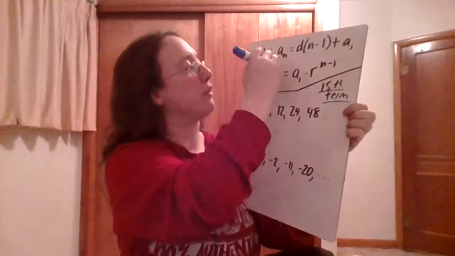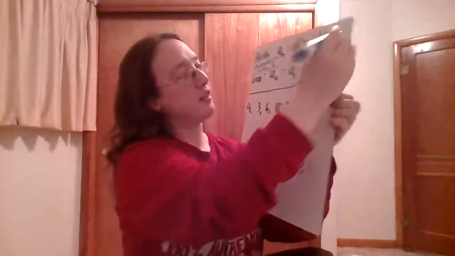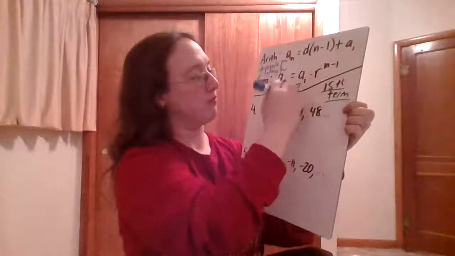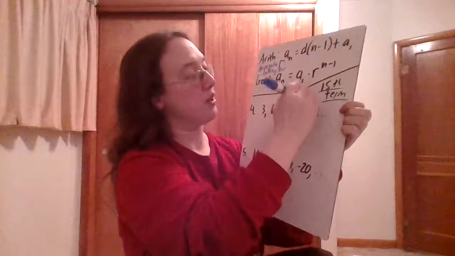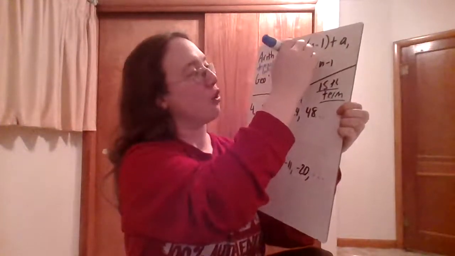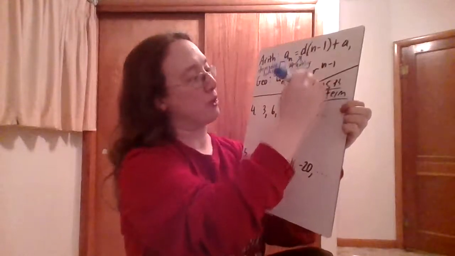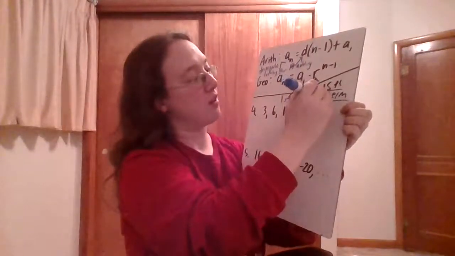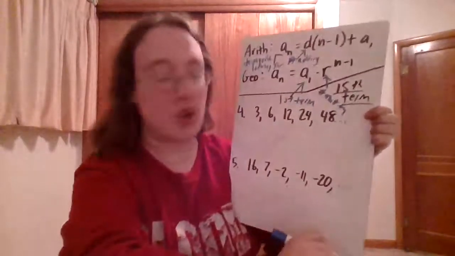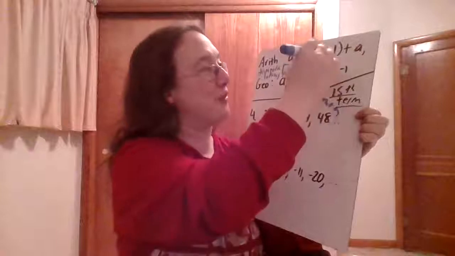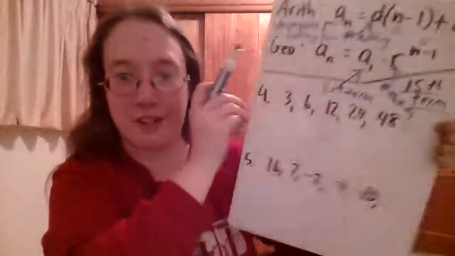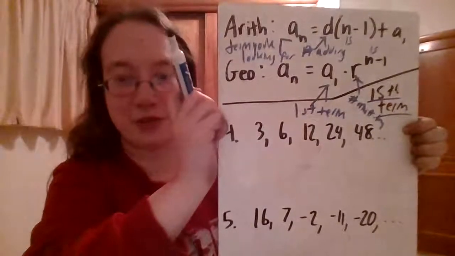That's the term you're looking for. A sub 1 is your first term, whether it's here or up here. That's your first term. D is the number you're adding. Or if it's geometric, R is the number you're multiplying by. And N is the number of the term you want. So in this case, 15. So I know that's a lot of scribbling there. Hopefully you got this the first time when we went through this.